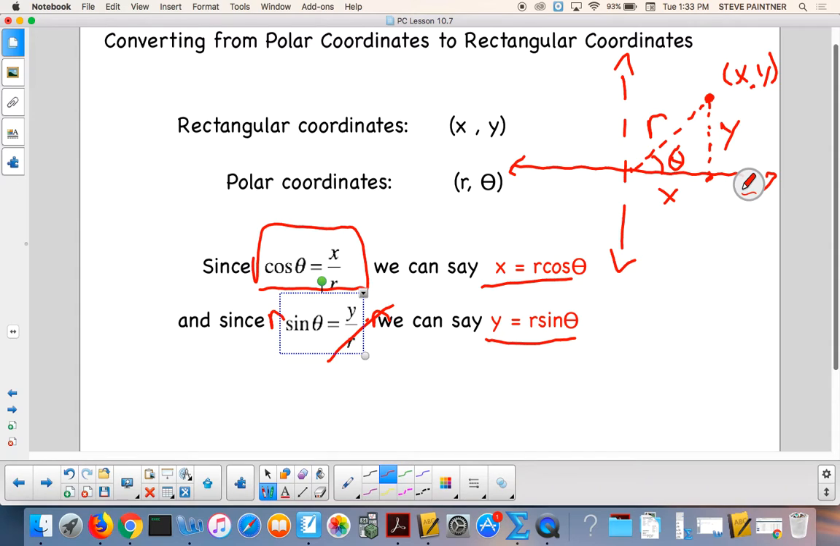So if you know polar coordinates, if you know r and theta, you can go to xy coordinates just using this relationship right here. So if you know r and theta, you can go to xy. 1 out of 4. Does that make any sense? Okay, let's try and practice with it.